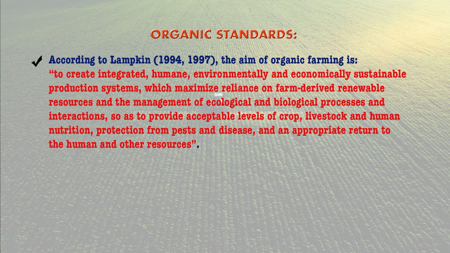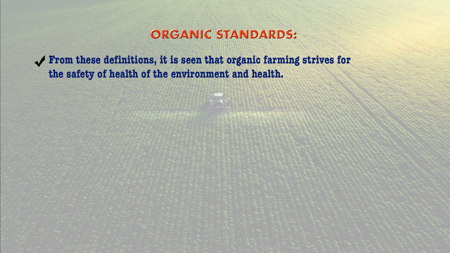According to the scientist Lampkin in 1994 and 1997, the aim of organic farming is to create integrated, humane, environmentally and economically sustainable production systems which maximize the reliance on farm-derived renewable resources and the management of ecological and biological processes and interactions, so as to provide acceptable levels of crop, livestock and human nutrition, protection from pest and disease, and an appropriate return to the human and other resources. So from all these definitions, it is seen that organic farming strives for the safety of the health of the environment, and also animal health, plant health and finally human health.